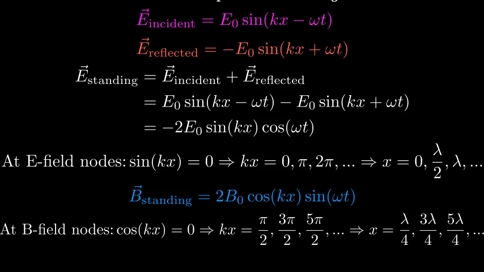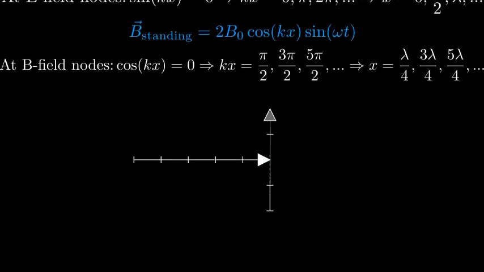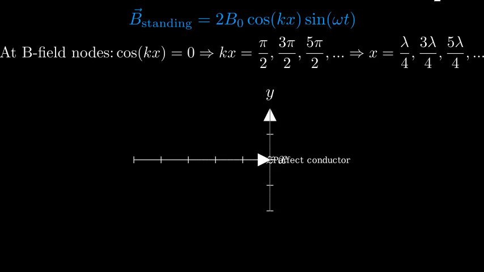Let's visualize the standing electromagnetic wave in a more three-dimensional view. Here we have the perfect conductor in the YZ plane at x equals 0. The electric field oscillates along the y-axis, and the magnetic field oscillates along the z-axis. Both fields vary with position along the x-axis.